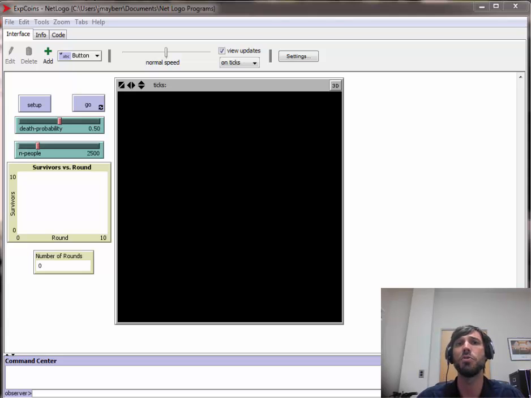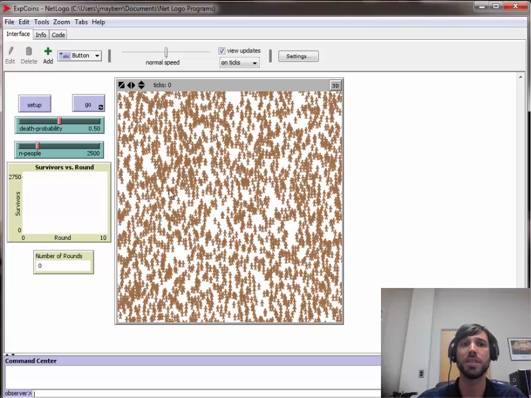Now, to connect this to the exponential decay model, I've created an extra program which I call exponential coins. If I click setup, I see a bunch of people turtles appear on the screen. Every round of play, each person is going to flip a coin. And if the coin comes up heads, then with a 50% chance, which is given by this death probability parameter here, that person's going to die and leave the game. If the coin comes up tails, they're going to survive to fight another day. I began with 2,500 people, just like we had 2,500 nuclei in the last simulation.